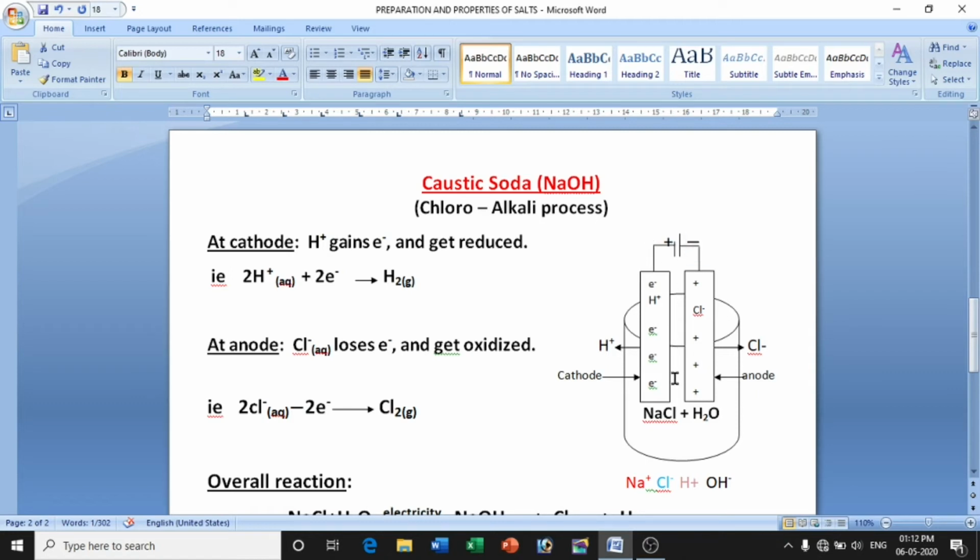Okay, and then here we have taken the solution of sodium chloride, which is aqueous, so it is also known as brine, and it is in water.